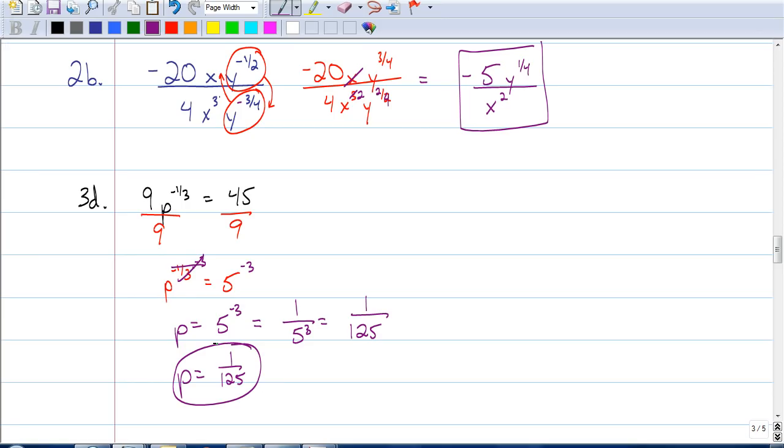Okay, so hopefully you have a better understanding now of what to do when you're dealing with negative exponents, so you can continue to complete that worksheet for lesson 7-8. So good luck.